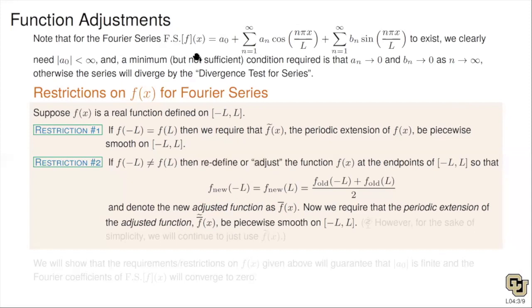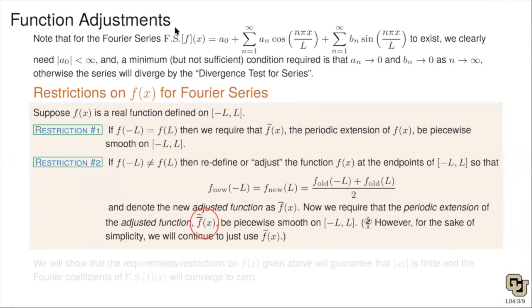And now it's really annoying. The periodic extension of the adjusted function looks like f bar tilde. But for the sake of sanity, I'm not going to write the bar. I'm just going to write f tilde, and from here on in, f tilde will represent not just the periodic extension, but the periodic extension of the adjusted function, where it's averaged at the endpoints, so that the endpoints are equal and they're equal to the average value.